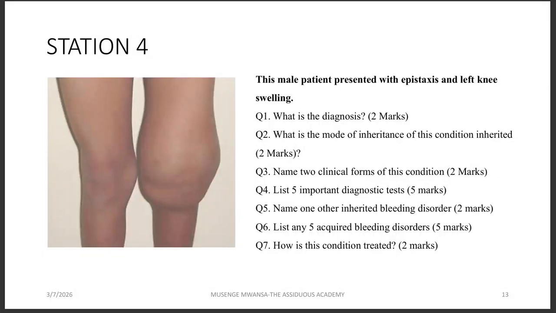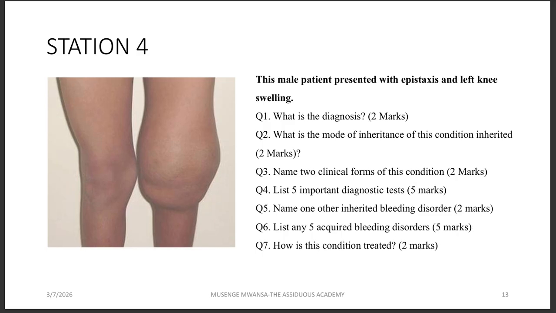Name one other inherited bleeding disorder. Any other that you know? Okay, the von Willebrand disease. Any other? Mention that again. Okay, I've never heard of that one. Let's believe that it's there, but I've not heard of it. Have we heard of the antiphospholipid syndrome? Okay, and it's very important, especially in pregnant women.